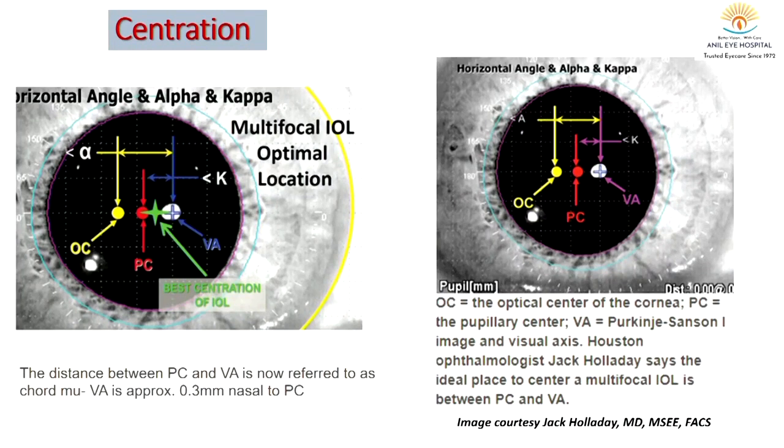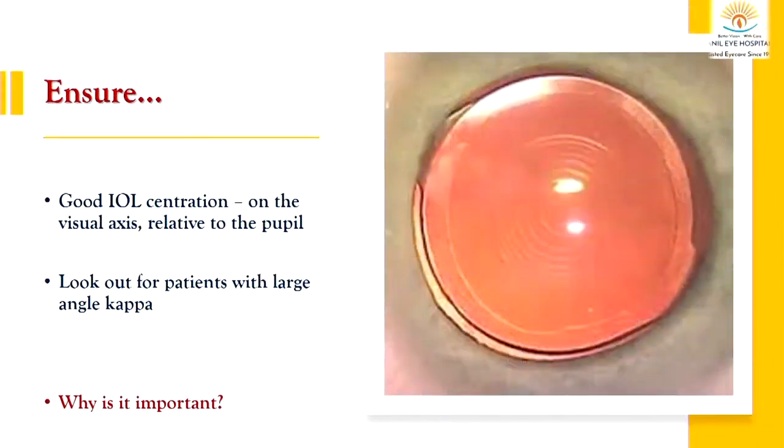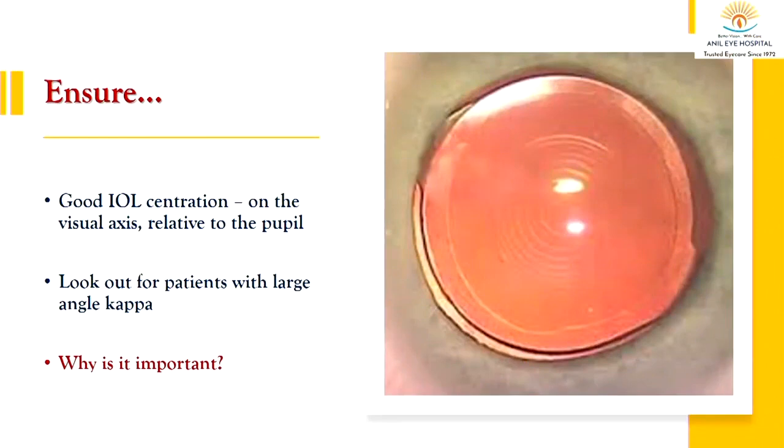So what is the ideal placement for a multifocal IOL? It is said that the best centration of a multifocal IOL is between the visual axis and the pupillary center. That is actually a chord, it's not just an angle. That is why it is denoted by a chord mu, which is approximately 0.3 millimeters. The visual axis is nasal to the pupillary center. So definitely we need to ensure that our lenses are centered well on the pupil and on the visual axis.